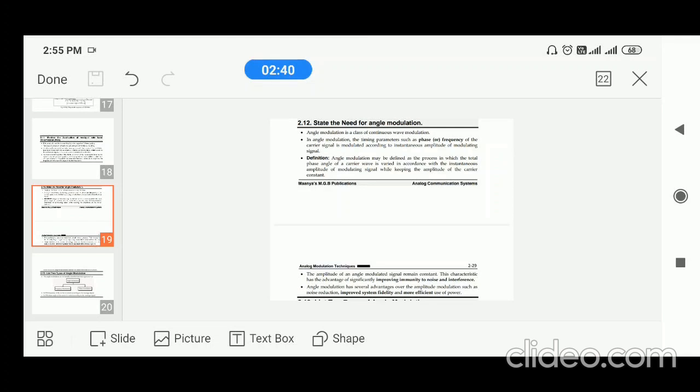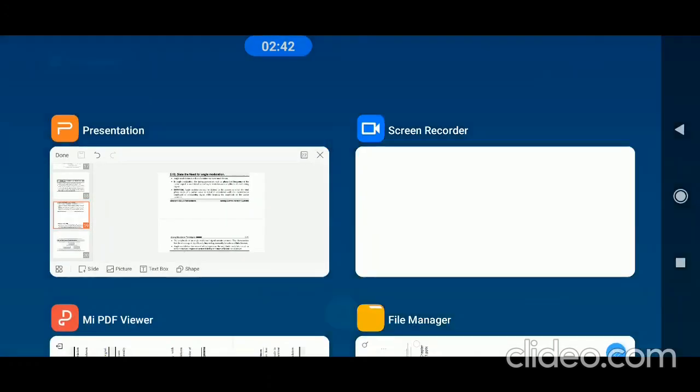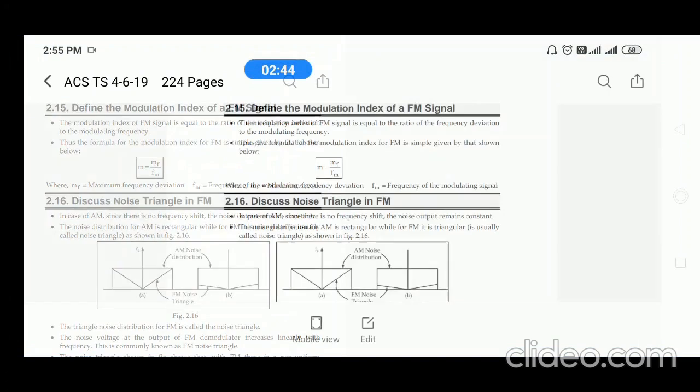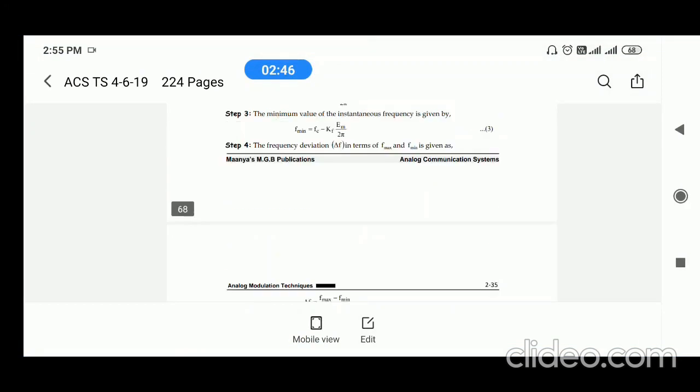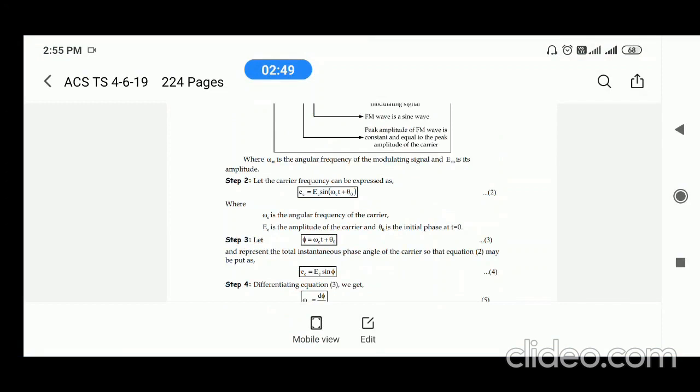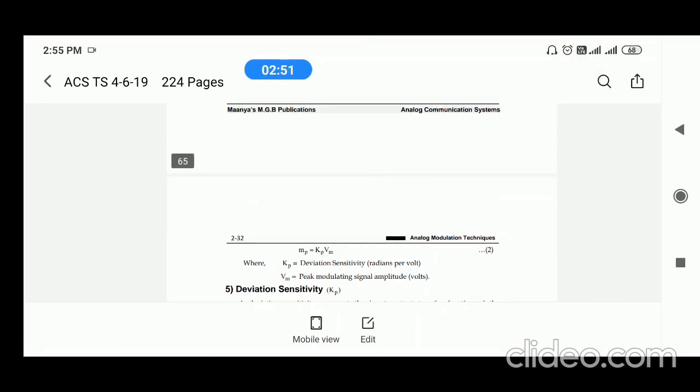You can save power. The advantage of angle modulation is you can save power. Most of the power is wasted.